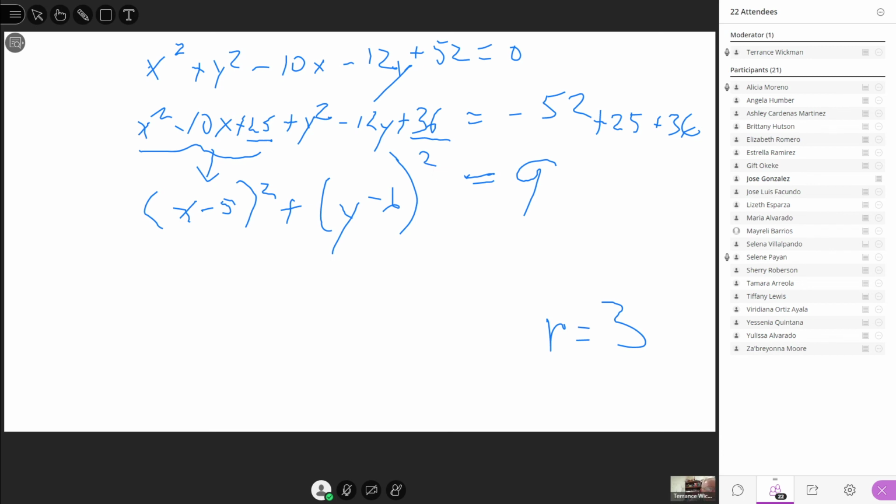Now, what's the center of this circle? 5 and negative 6. Exactly. No, it's got to be positive because it has to equal 0. 6 minus 6 is 0. So now you've got the center, and now you have the radius.